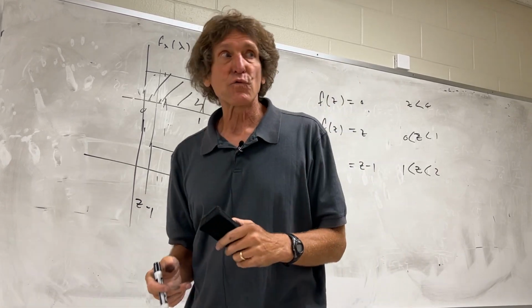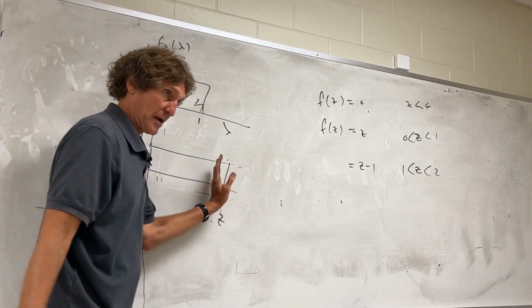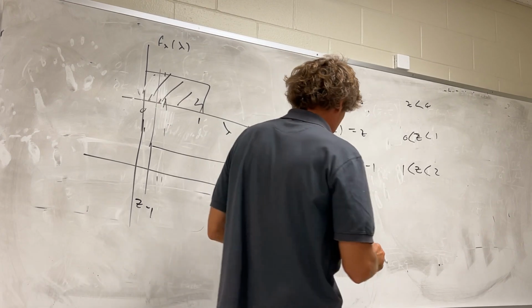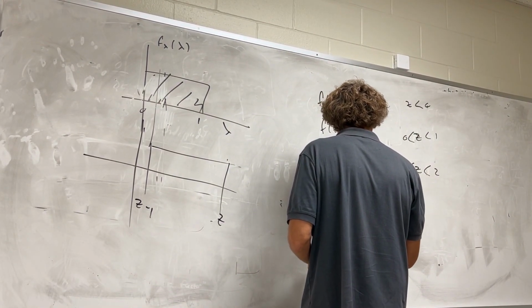Finally, when z is greater than 2, now there's no area of overlap. Can you all see that? How many see this right here? So finally, this is f of z. For z greater than 2, it's 0.